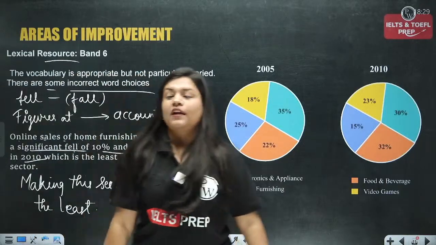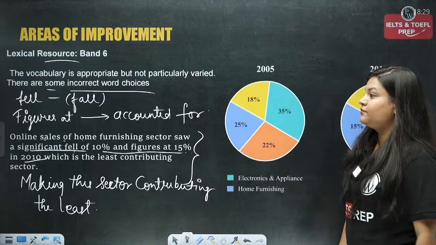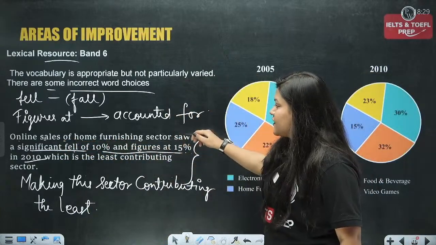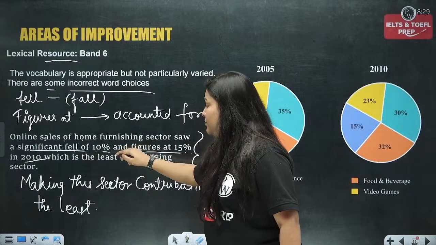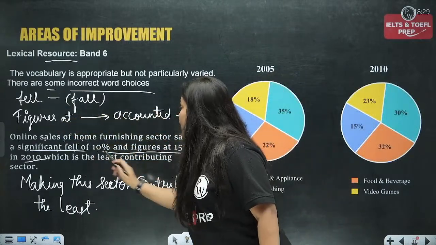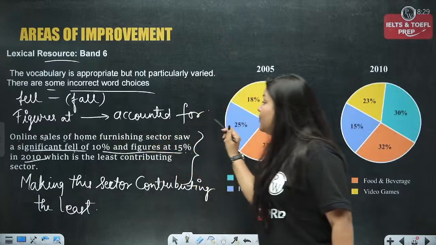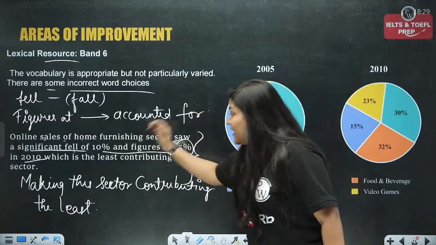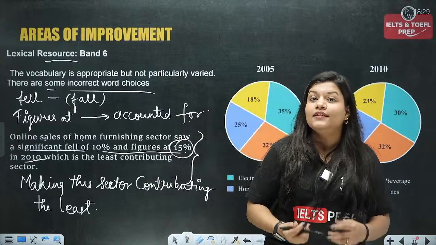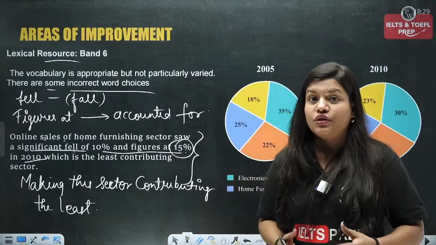Okay, have a closer look at it. Now, online sales of home furnishing sector saw a significant fall of 10%, to which fall is going to be fall, okay? And figures at will be accounted for 15%, making this sector contributing the least. Now, this is how you can precisely mention your answer.